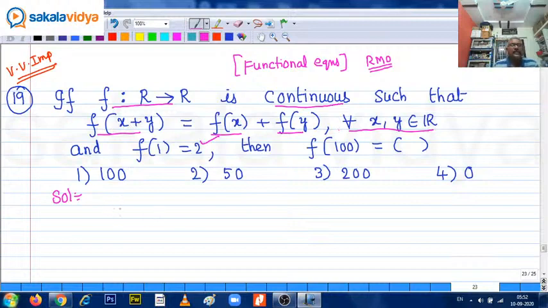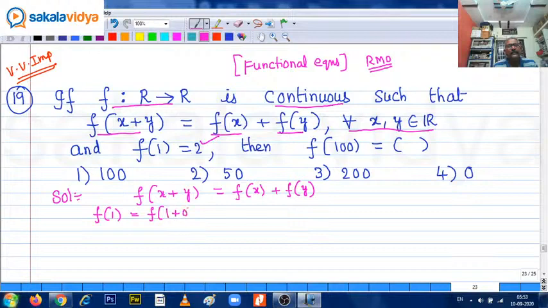Right. Now first let us find out what is given. f of x plus y equals f of x plus f of y. So first f of 1, write down. f of 1 you can write like this: in the place of x 1, in the place of y 0. That becomes f of 1 plus f of 0. That implies f of 0 equals f of 1 minus f of 1, which becomes 0.